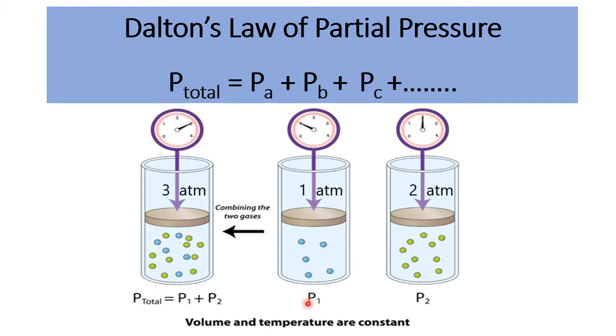We have gas labeled P1, and this gas has a pressure of 1 atmosphere. Then we have a gas labeled P2, and this gas has a pressure of 2 atmospheres. If I add them together in the same volume, I add up all those pressures, so P total equals P1 plus P2, 1 plus 2 equals 3 atmospheres. So we're just adding up all those pressures together.